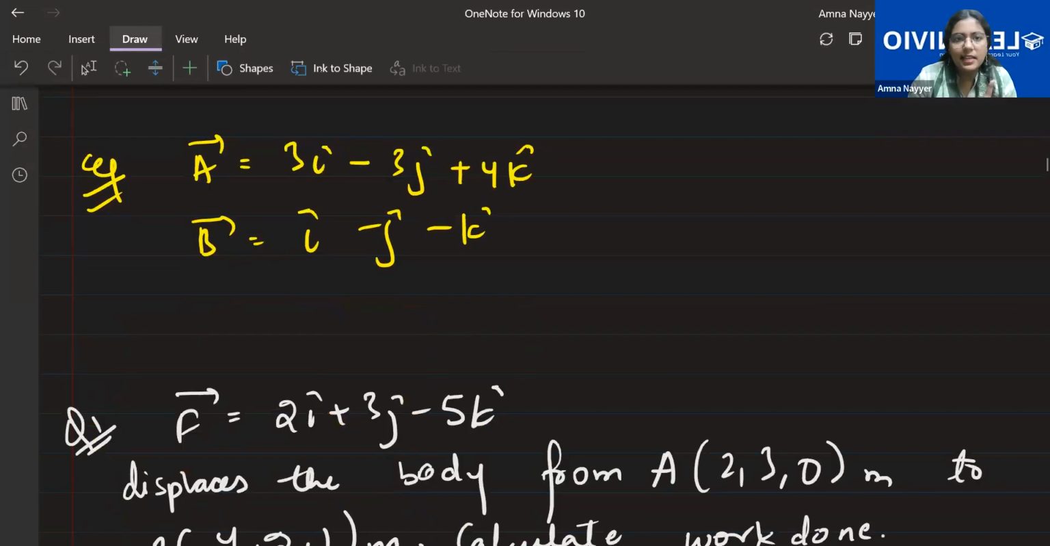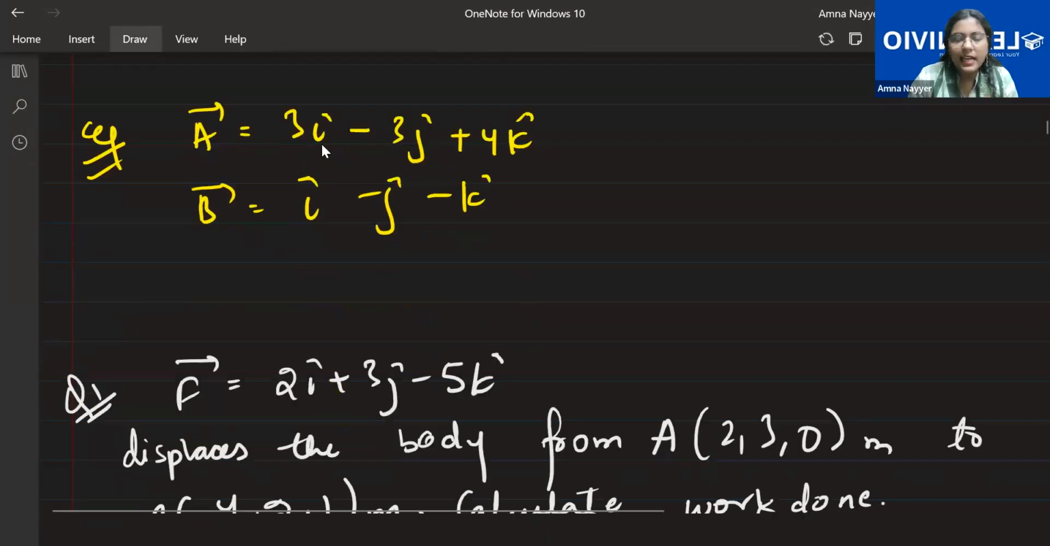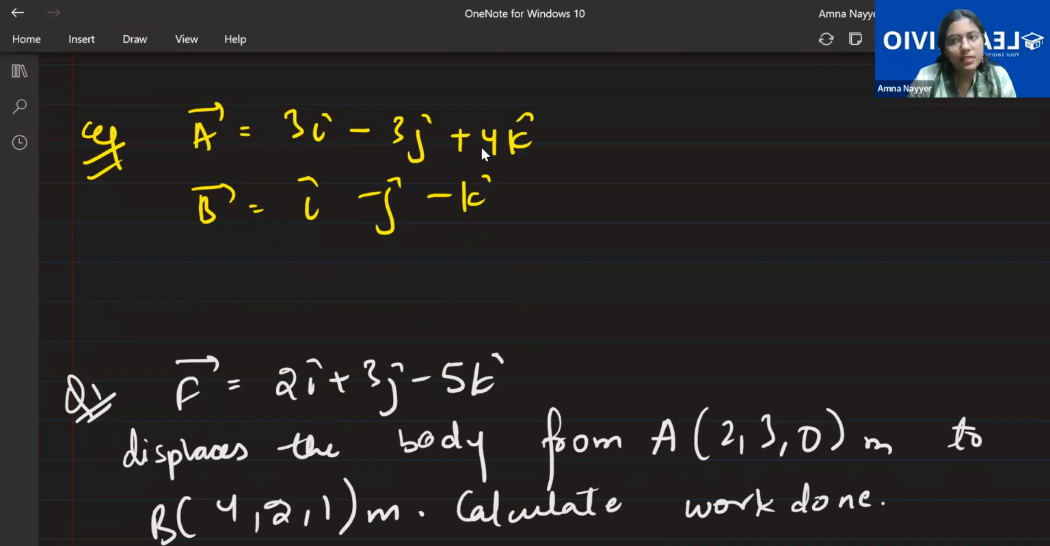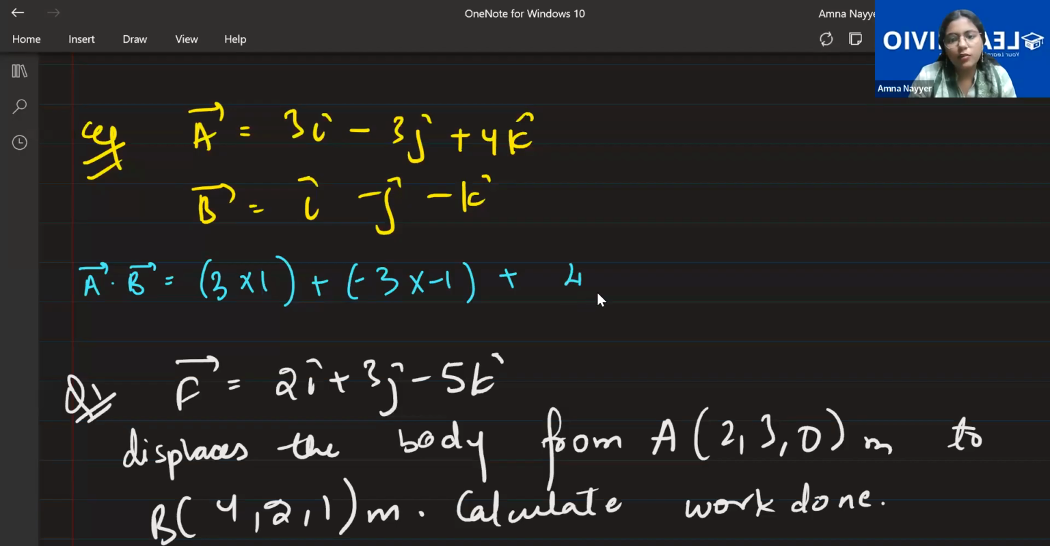Like let's say this is an example. A is 3I cap minus 3J cap plus 4K cap. B is I cap minus J cap minus K cap. So when we write A dot B, this will be 3 into 1 plus minus 3 into minus 1 plus 4 into minus 1. So this is 3. This is also 3. And this is minus 4.